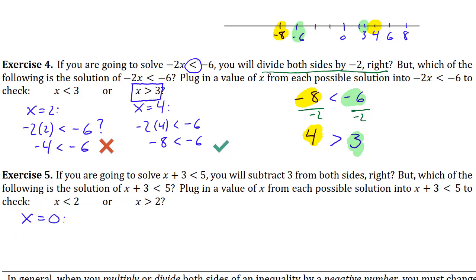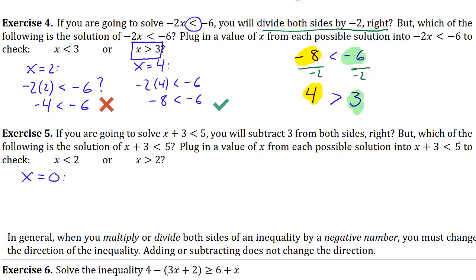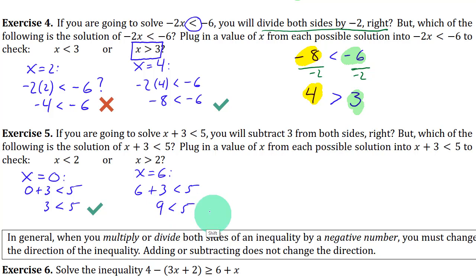If you plug in x equals 0, you're going to get 0 plus 3 is less than 5, or 3 is less than 5. That is true, so that's probably the solution. Let's just check that x is greater than 2 is not the solution. I'm going to try, I don't know, 6. 6 plus 3, is that less than 5? No. All right, so this one here is the solution.